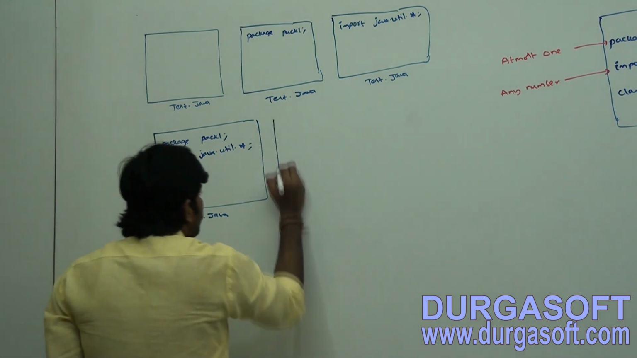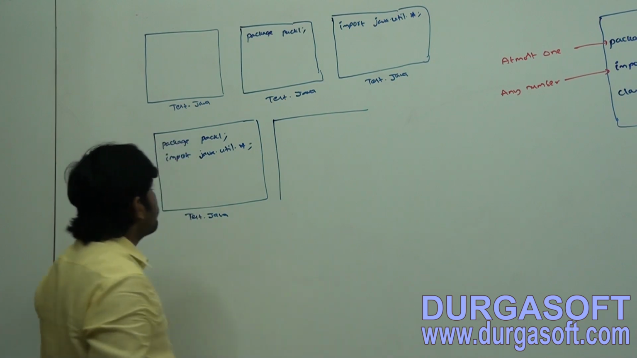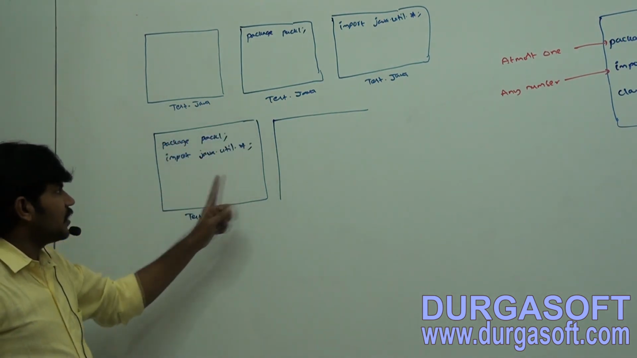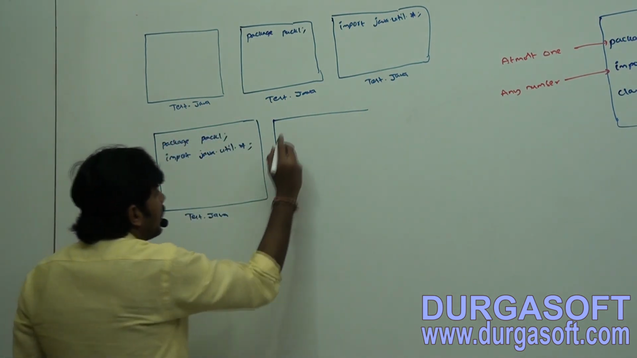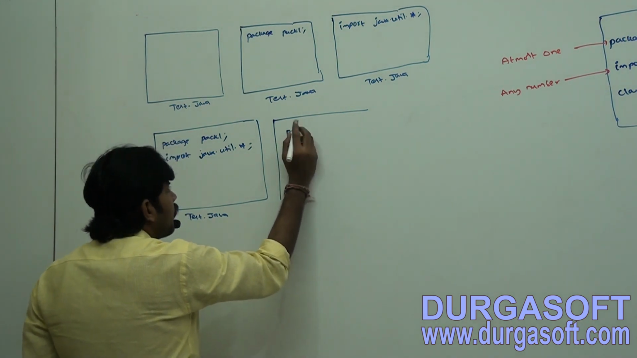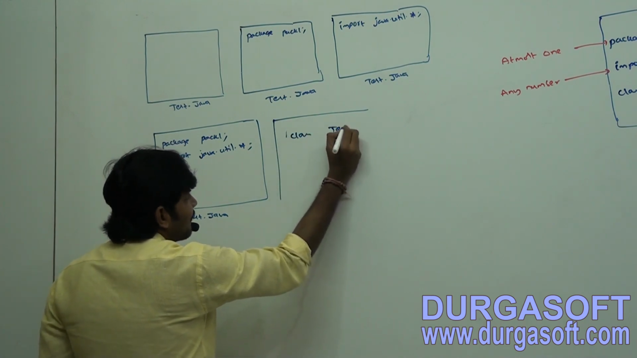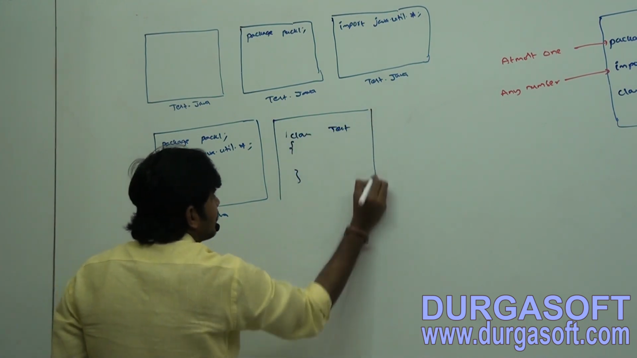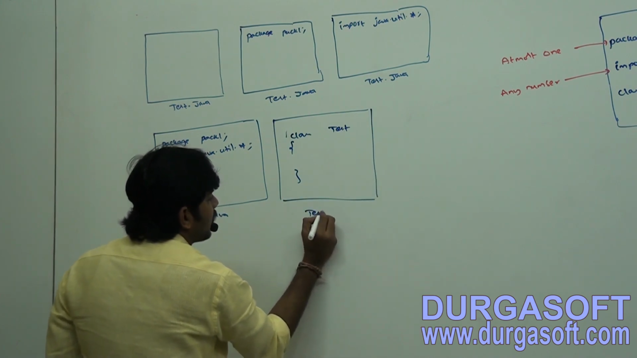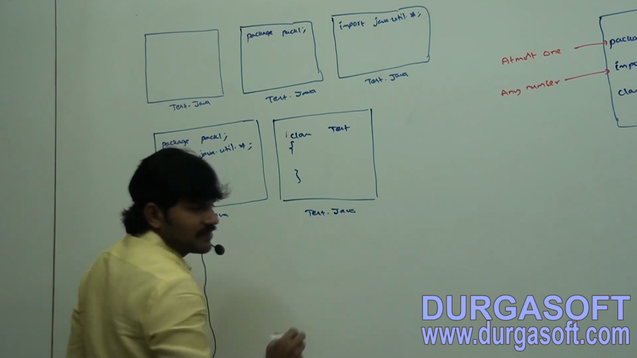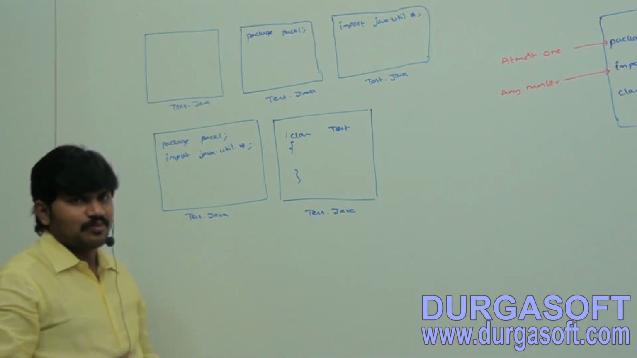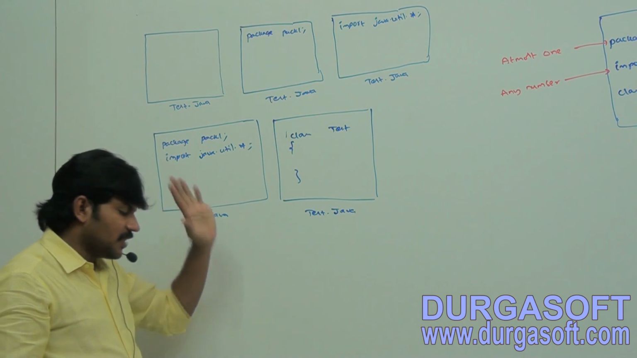Next, here I am taking test.java, with a package. Otherwise, let me take, sir, class test, that's all. Class test, that's all. Now I am saving this code as test.java. Okay, that's all. These are my programs: 1, 2, 3, 4, 5.